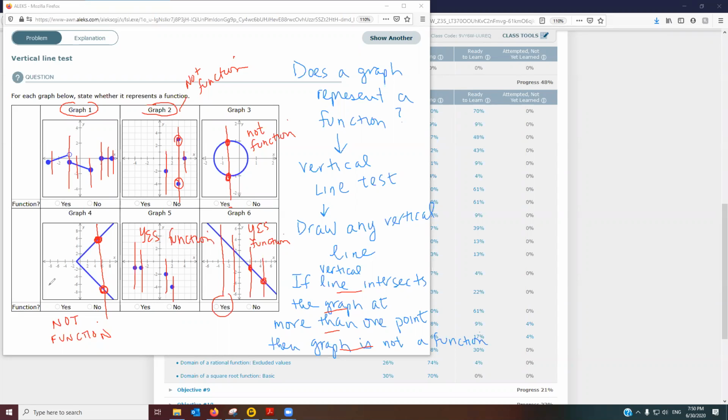Well, it's still okay, because when you see this empty circle, the function is really not defined there. The function is only defined where you see the filled in circle. So this is, yes, a function, because a vertical line is not intersecting the graph more than one spot, at more than one point. So that means, yes, it is a function.